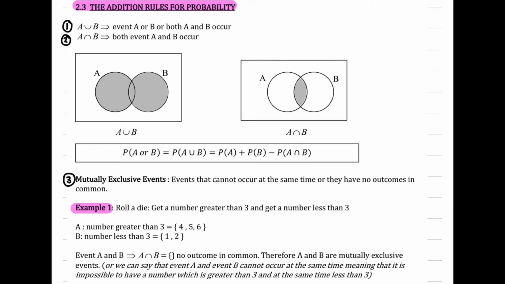Bismillahirrahmanirrahim. This is the video on chapter 2.3, which is the addition rules for probability. Before we do the calculation part, you have to know several concepts in the third subtopic.